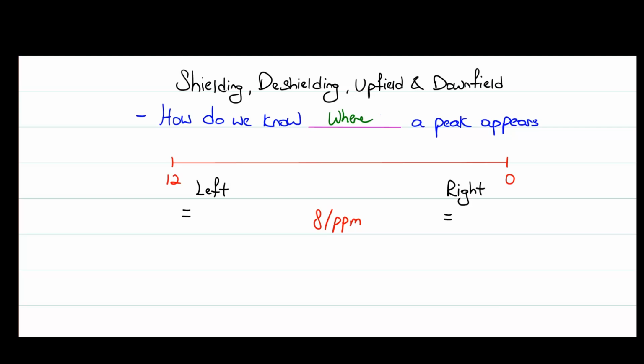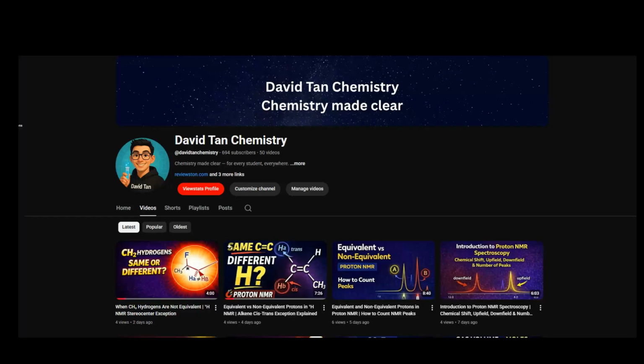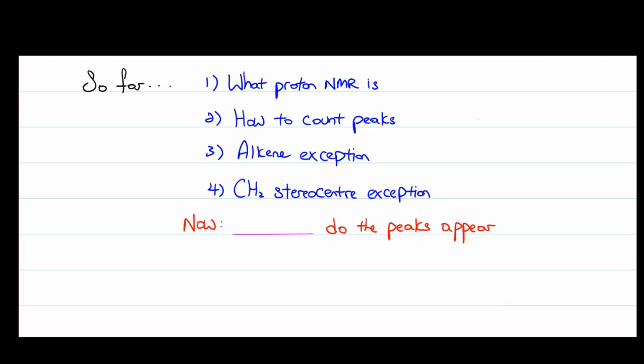We are going to understand what upfield and downfield really mean, what shielding and deshielding mean, and why some proton signals appear further left while others appear further right. Left equals downfield, right equals upfield.